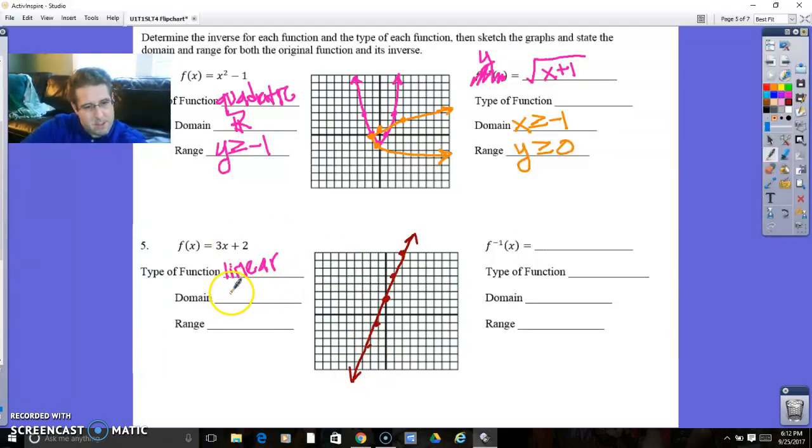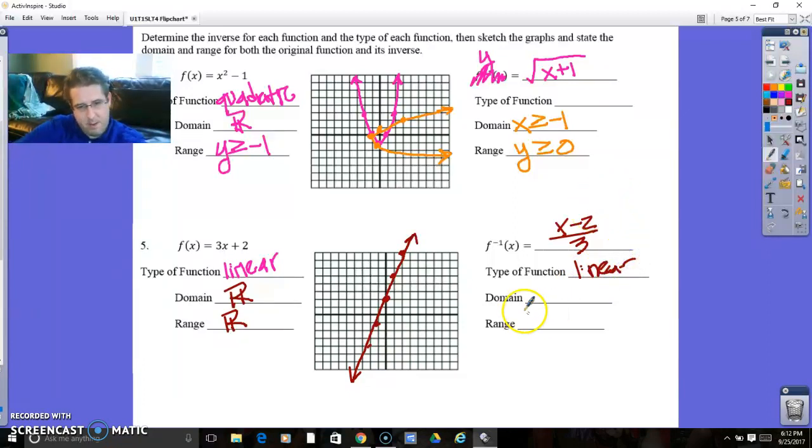All right, so the domain is going to be all real numbers because this function goes left or right infinitely, and it also has a range of all real numbers because it goes up and down infinitely. The inverse of that, so that's multiply by 3 plus 2, so it's going to be the opposite, which is x minus 2, and then divide by 3. Okay, I want to write that a little differently, so I'm going to say x minus 2 divided by 3. All right, type of function, that is still a linear function.